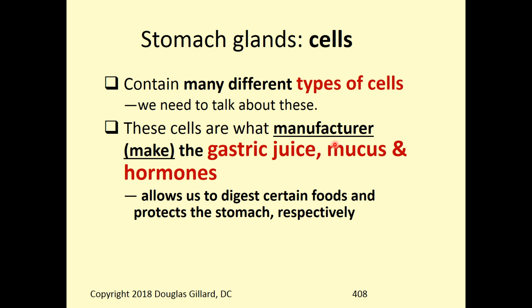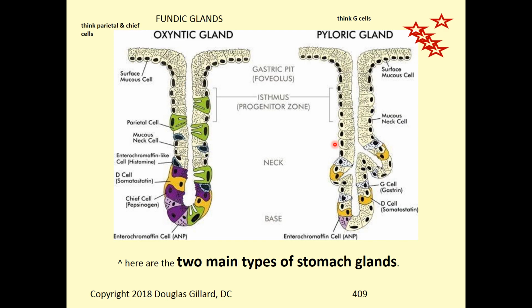There are so many different types of cells that we need to talk about. That's what gets us in trouble. These cells manufacture the gastric juice, which I said is the hipster, HIP: hydrochloric acid, intrinsic factor, pepsinogen, as well as mucus. Here are the real two stars of the show.